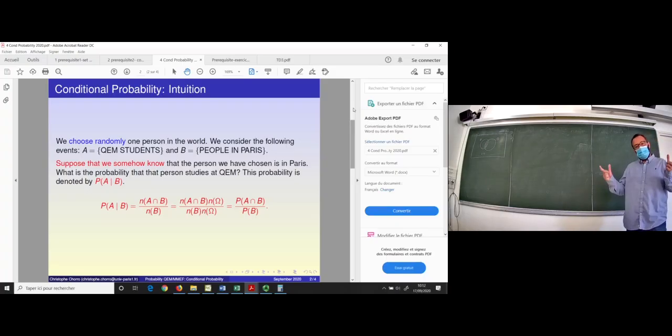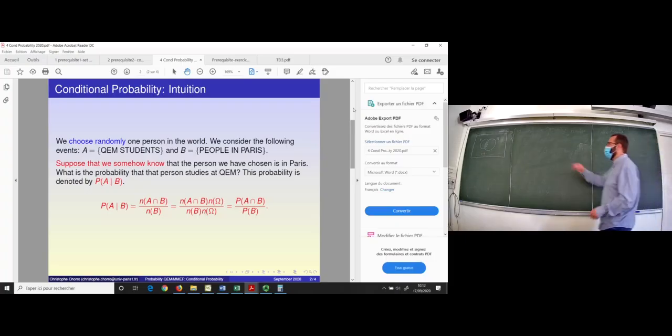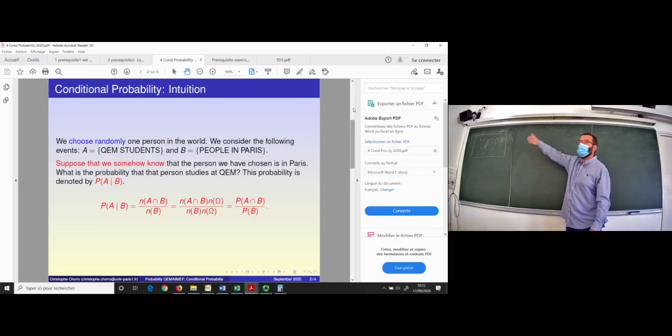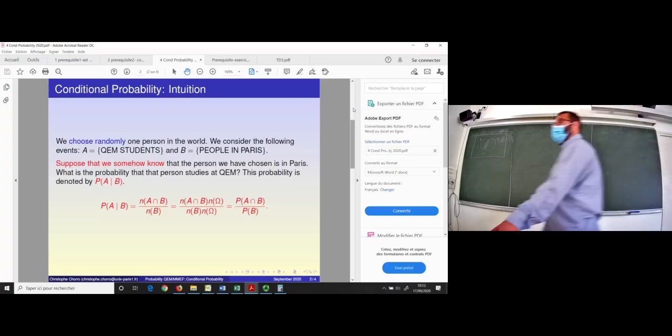And what I am interested in is the probability to be a QM student if I know this extra information, okay? So what is the meaning of having an extra information? At the beginning, I choose someone in the world. So I am in this situation, okay? With my extra information, I know that what I have chosen is necessarily someone that is in B, okay? I have chosen a Parisian. I have this information. What is the consequence for my picture? I can erase all the people that are not Parisians.